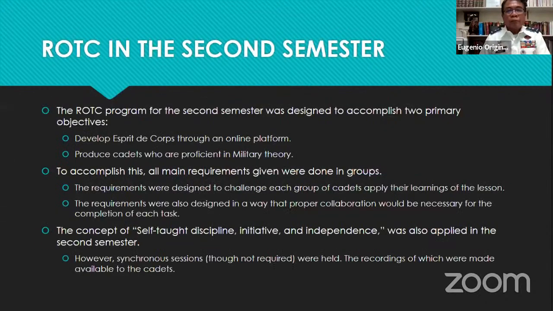During the second semester, the ROTC program was designed to accomplish 2 primary objectives: to develop esprit de corps through an online platform, and produce cadets who are proficient in military theory. To accomplish this, all main requirements given were done in groups. The requirements were also designed in a way that proper collaboration would be necessary for the completion of each task. The concept of self-taught discipline, initiative, and independence was also applied in the second semester. However, synchronous sessions, though not required, were held, the recordings of which were made available to the cadets.